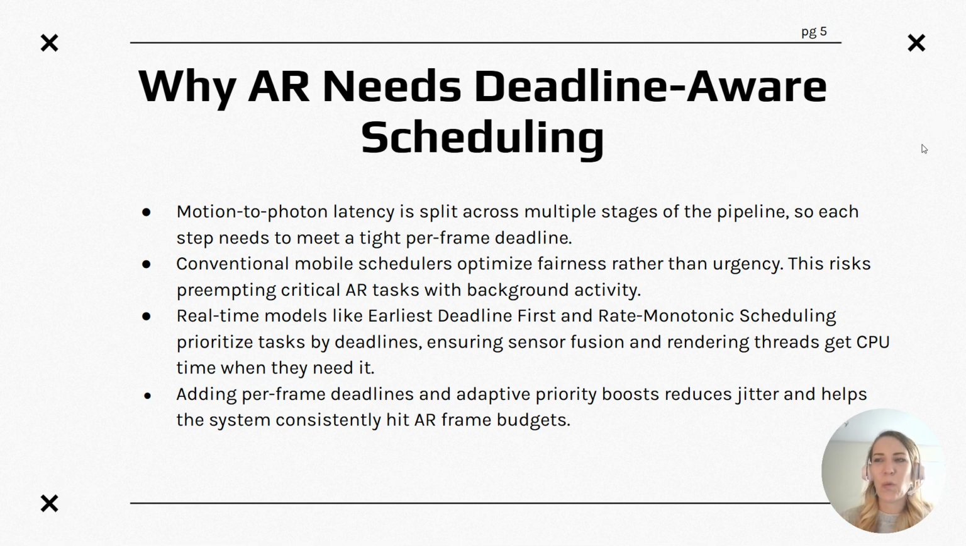Okay, so why deadline-aware scheduling? Default schedulers optimize fairness rather than urgency. This is something I kind of repeat a little bit, but it's a key point in how schedulers are not optimized for AR systems. For example, SLAM threads can get preempted by a photo backup service. Real-time policies like EDF or RMS can fix this by giving priority to threads that are close to their deadlines.